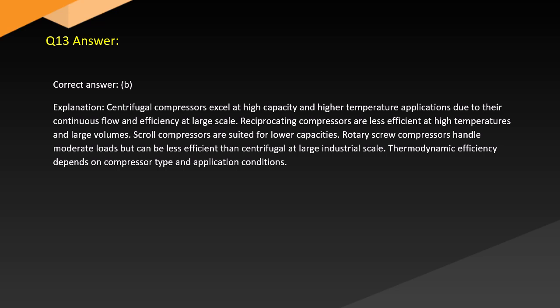Answer. Correct answer. B. Explanation. Centrifugal compressors excel at high capacity and higher temperature applications due to their continuous flow and efficiency at large scale. Reciprocating compressors are less efficient at high temperatures and large volumes. Scroll compressors are suited for lower capacities. Rotary screw compressors handle moderate loads but can be less efficient than centrifugal at large industrial scale. Thermodynamic efficiency depends on compressor type and application conditions.